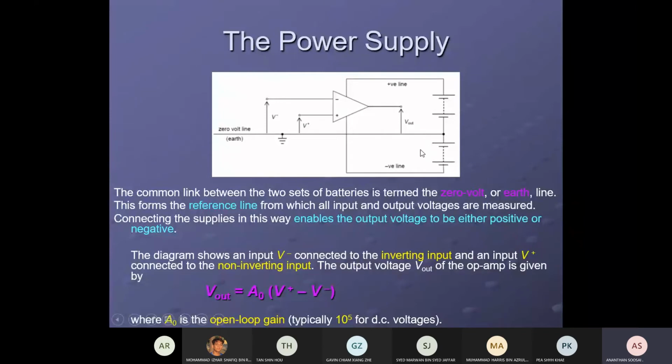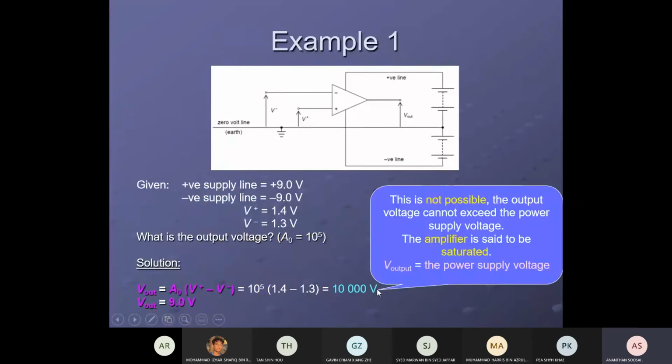This is a power supply. These two are power supplies, normally given the same, 9 volt, 9 volt. So the supply will be positive 9 or negative 9. The others no need to remember. Okay, for an example, positive is positive 9. Negative is negative 9. This is the power supply. Power supply is 9 and negative 9. Power supply determines the output.